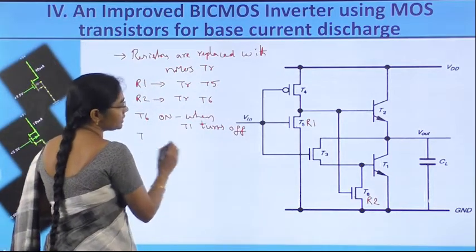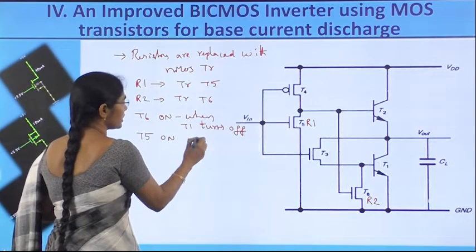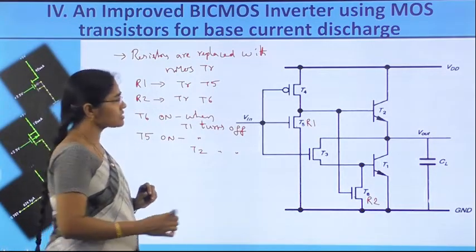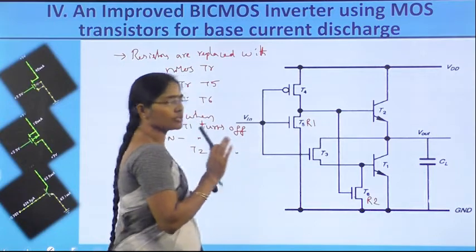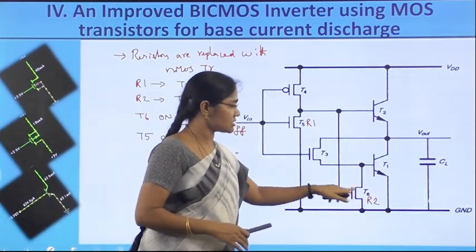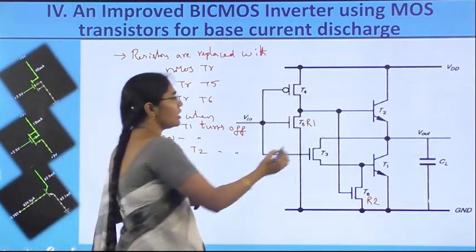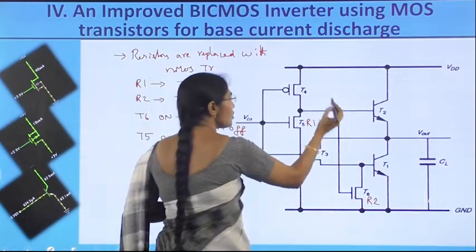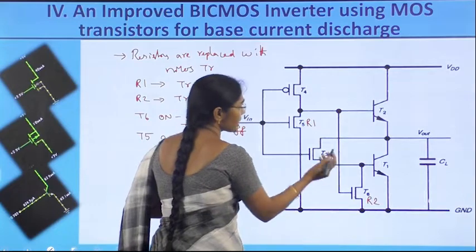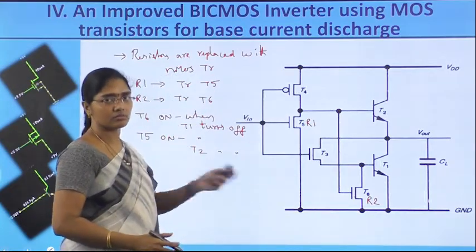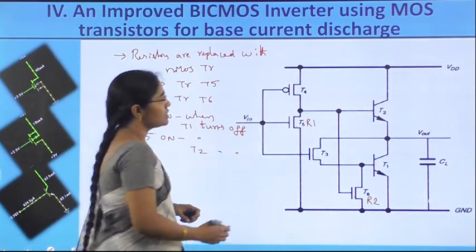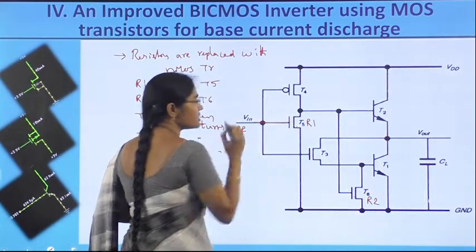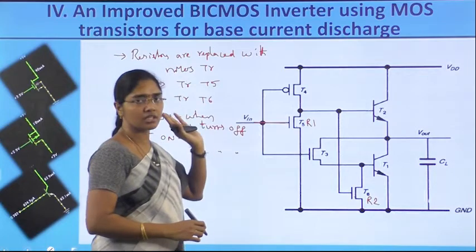And the T5 transistor is on when T2 turns off. T2 wanting to turn off means T5 is going to be on, and T1 wanting to turn off means T6 is going to be on. Only T1 or T2 will be in the on condition at a time. Therefore, the bases of T1 and T2 are connected as the control signals of the MOS transistors T5 and T6. T2 is switched off means Vin is going to be high. For that Vin, T5 is on. Therefore, Vin is directly connected to the T5 gate.